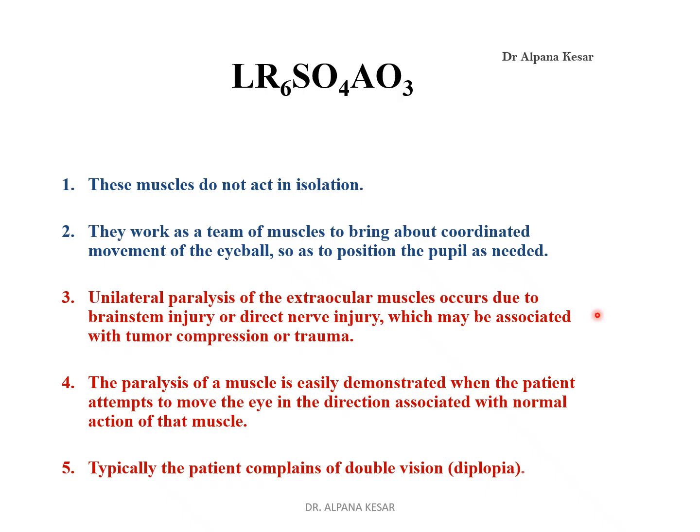Unilateral paralysis of the extraocular muscles occurs due to brainstem injury or direct nerve injury, which may be associated with tumor compression or trauma. Paralysis of the muscles is easily demonstrated when the patient attempts to move the eye in the direction associated with the normal action of that muscle. Typically, the patient complains of double vision or diplopia.